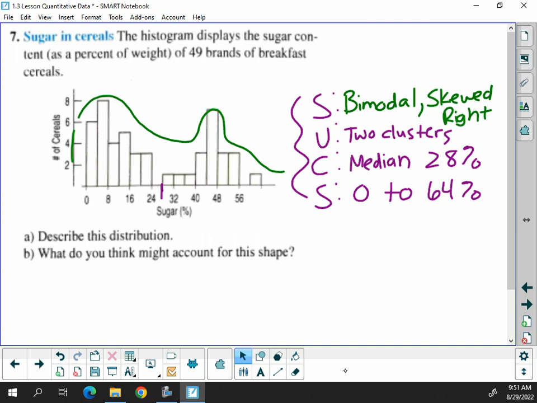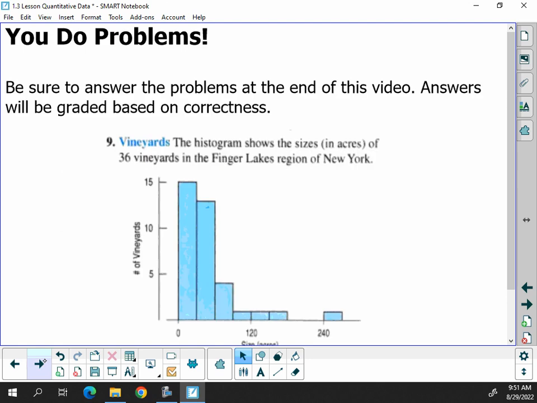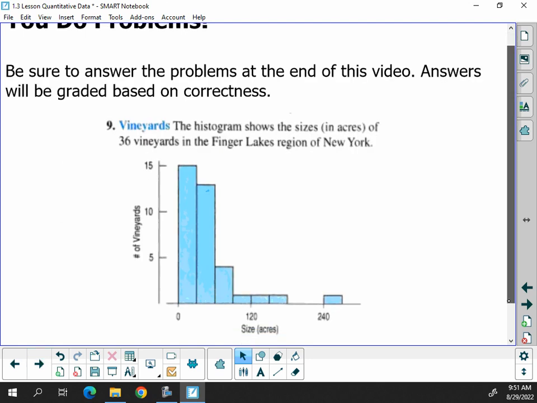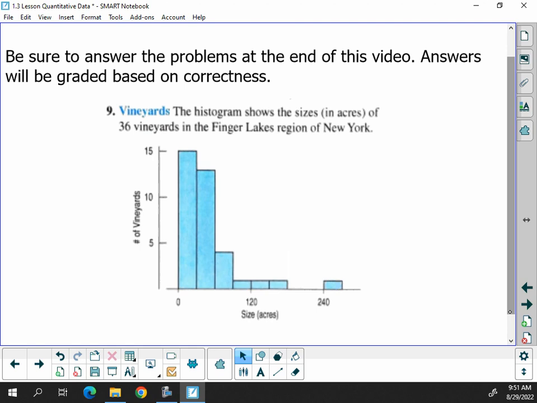And we always, always, always want to include the context of the problem when we're describing the distribution. This is a histogram displaying sugar content. So when we describe the distribution, we always want to include the distribution of sugar content. We want to include any units, percentages, when we're talking about center and spread. I'm going to have some problems for you based on this one, so be sure to watch to the end, ask questions if you need some help, and good luck. We're describing this distribution, so make sure you answer the questions based on this distribution.